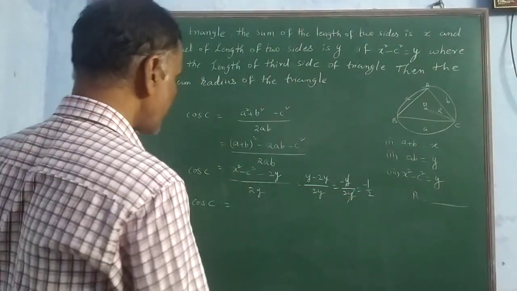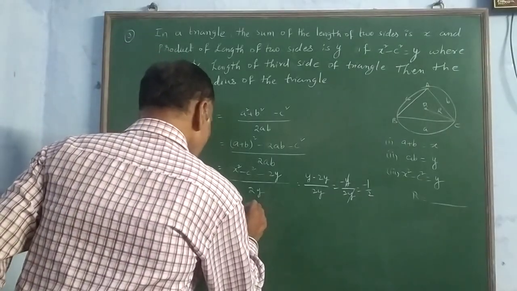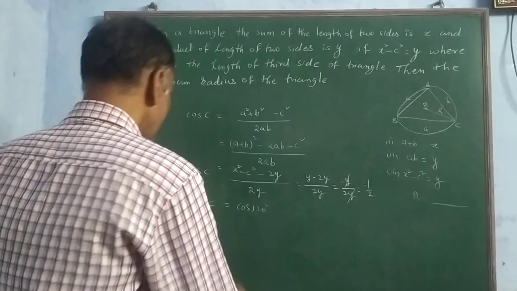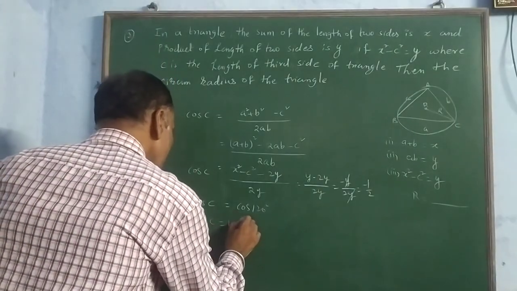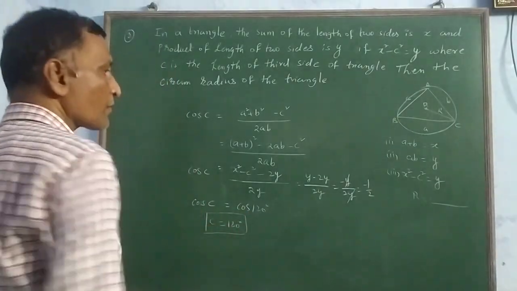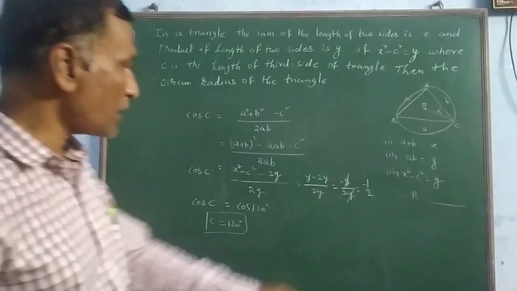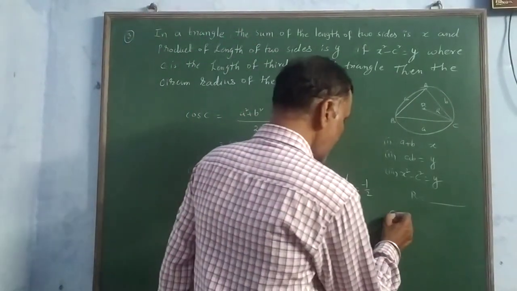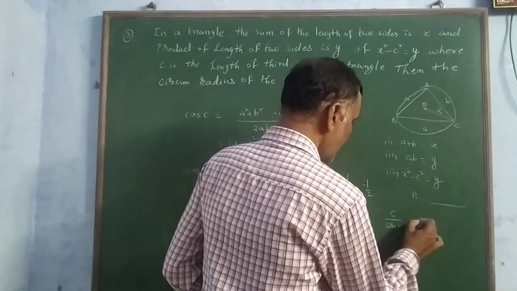minus 1 by 2. Minus 1 by 2 means cos 120 degrees. The cos 120 degrees value is minus 1 by 2. So C equals how much? 120 degrees. Okay. Now we can ask the question for R. We can use the sine rule now. C by sine C equals 2R.